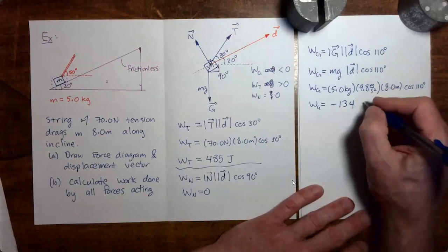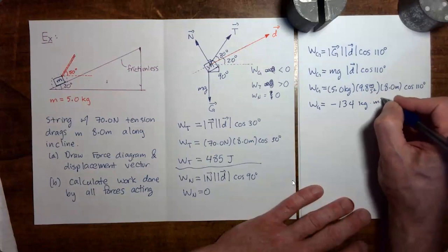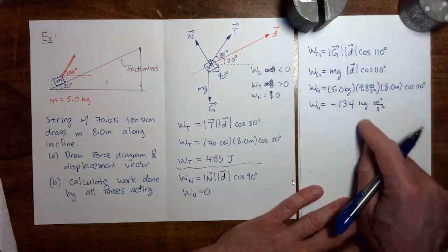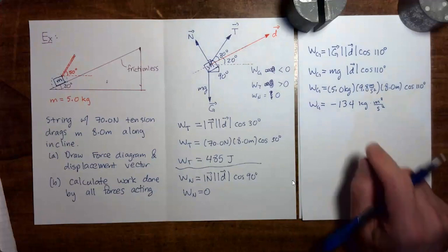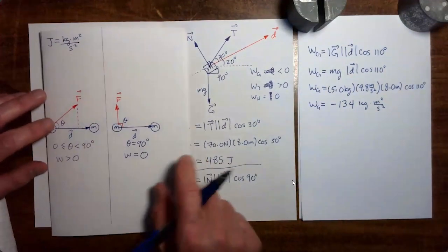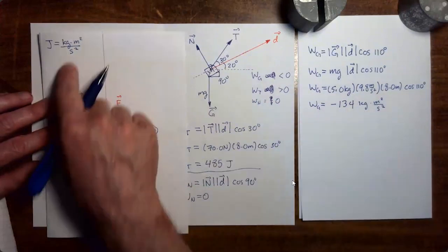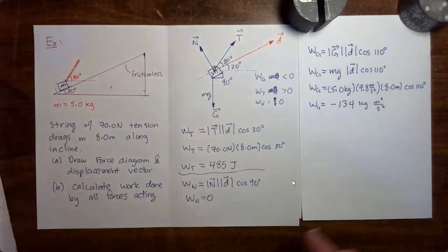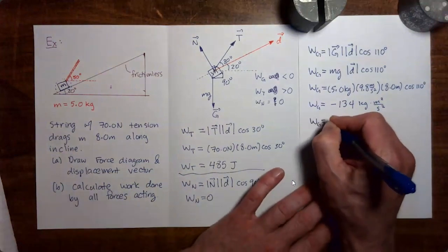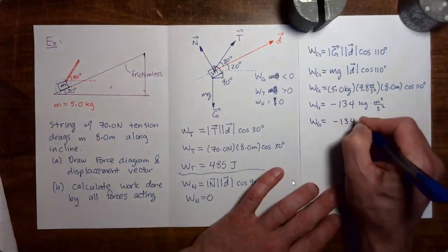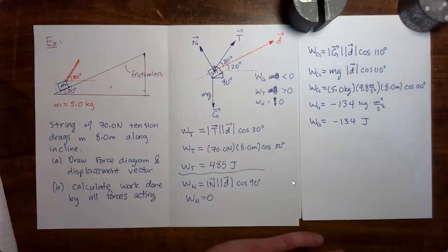Let's look at the units. We have kilograms times meter squared over second squared. And if you recall from the previous video, kilograms times meter squared over second squared, that is another way of writing a joule. So we can say that the work done by the gravitational force is minus 134 joules. So now we've had a bit of an introduction to the idea of work. And in the next few videos, we're going to start to see just how powerful of an idea this is.